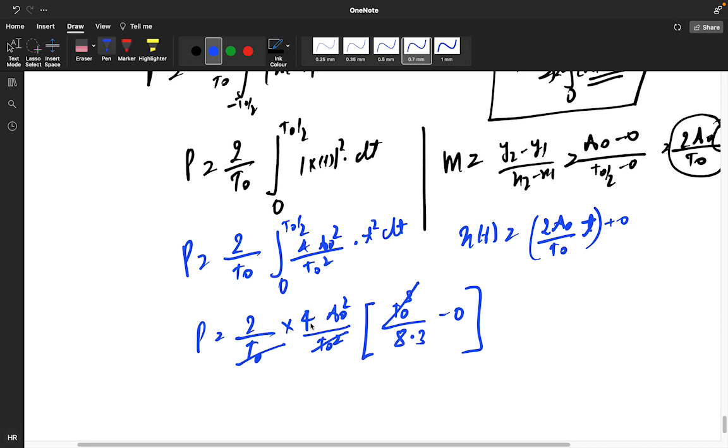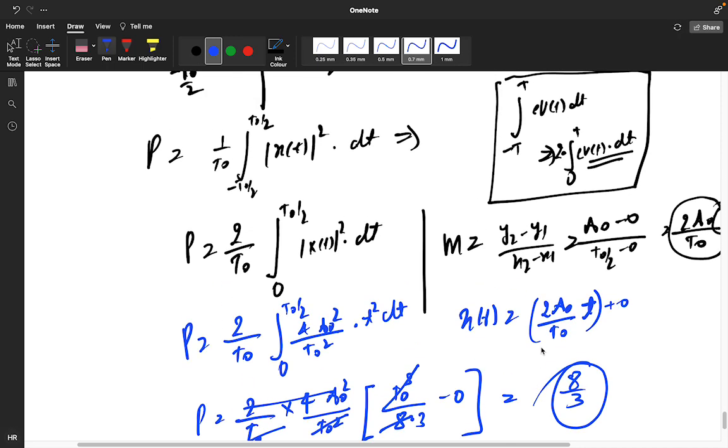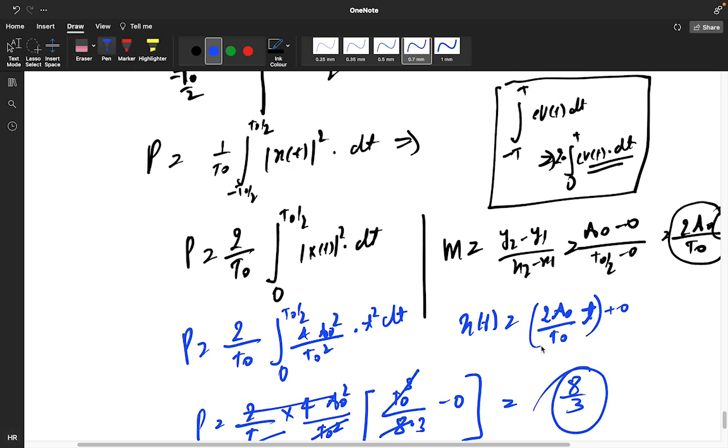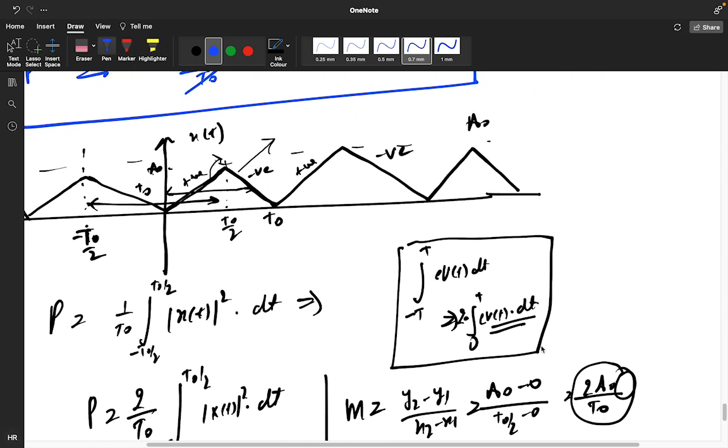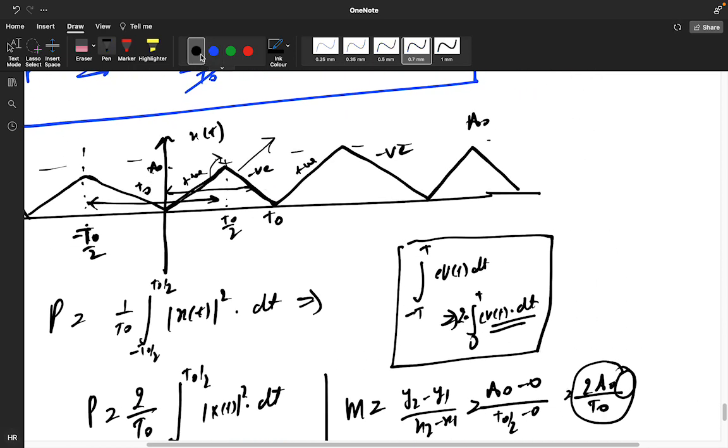So this t naught cube will get cancelled out. So what you are getting? 8 and 8 are getting cancelled out. So you are getting power is 8 by 3. So this is quite difficult to solve. Means forming the equations and all, it's quite difficult to solve. What is the shortcut method? Like energy will do the same thing.